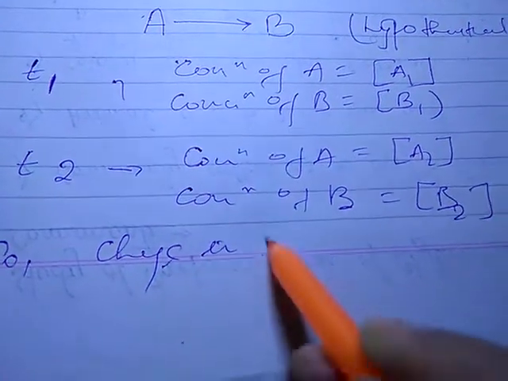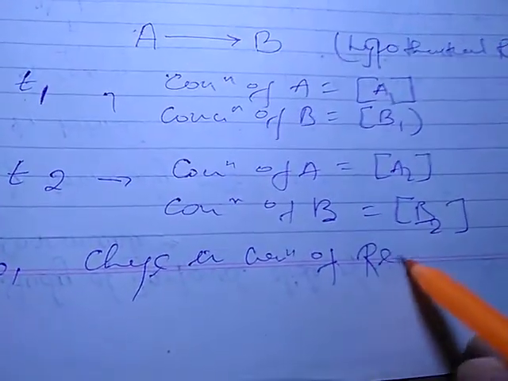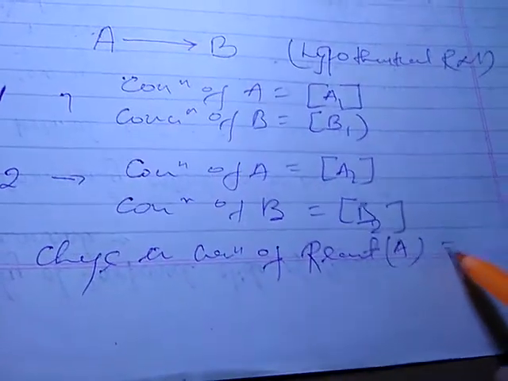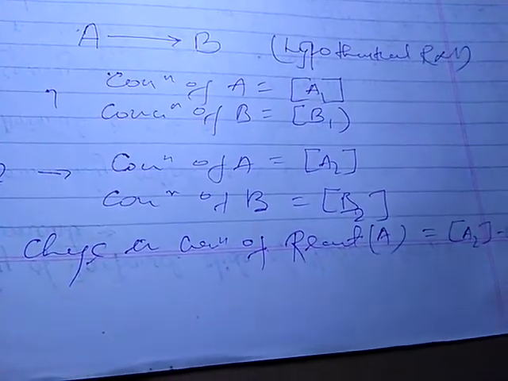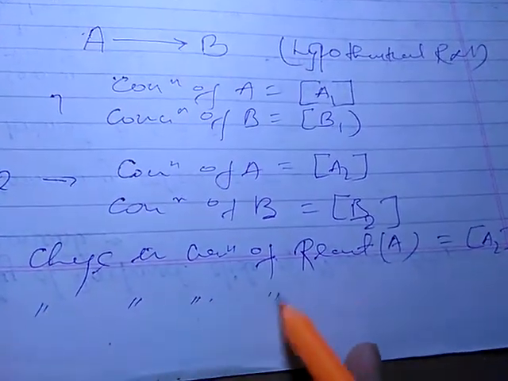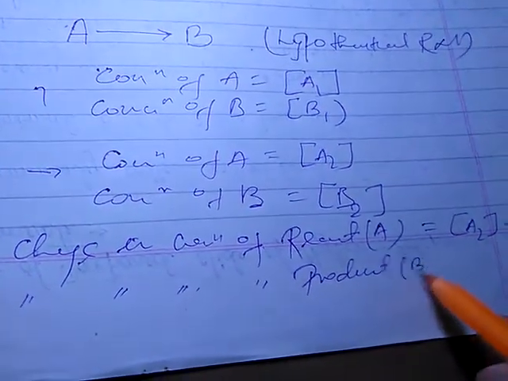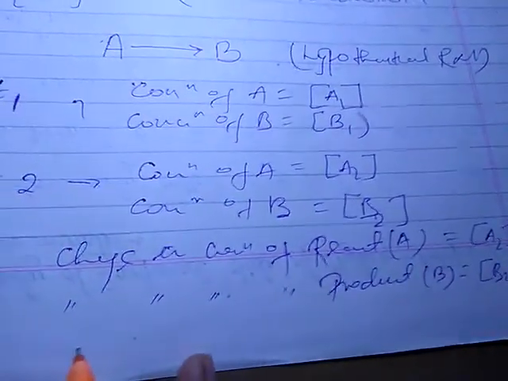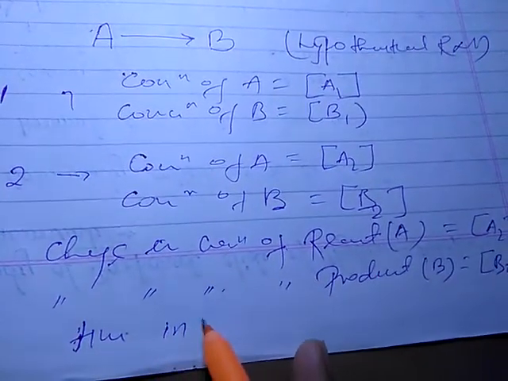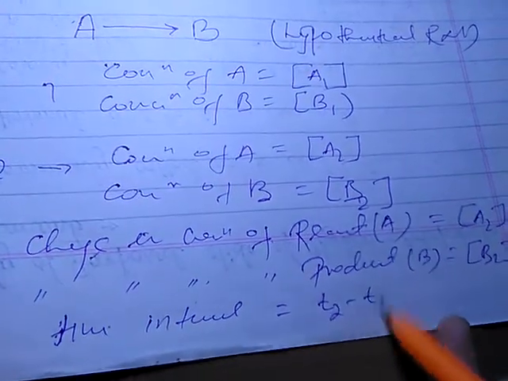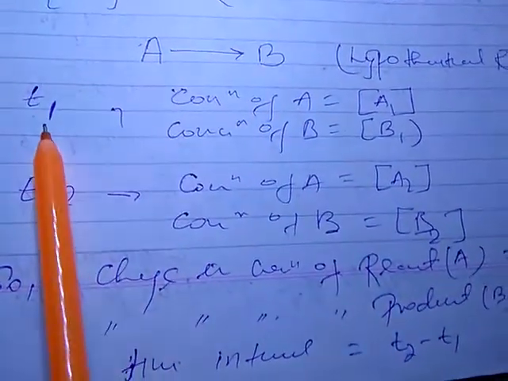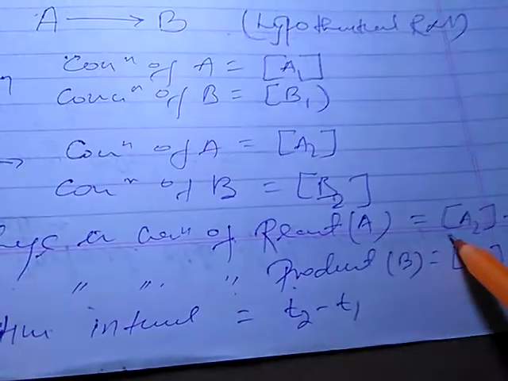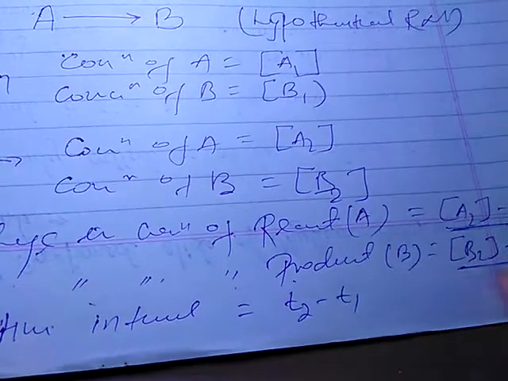Change in concentration of reactant: over here, the reactant is A. So, the change in concentration of reactant is A2 minus A1. In the same manner, we will calculate the change in concentration of product. Here, the product is B. It will be B2 minus B1. And the time interval for the change is t2 minus t1, because firstly we noted the concentration at time t1 and then at time t2. So the time duration is t2 minus t1, in which the change in concentration of reactant is this and the change in concentration of product is this one.